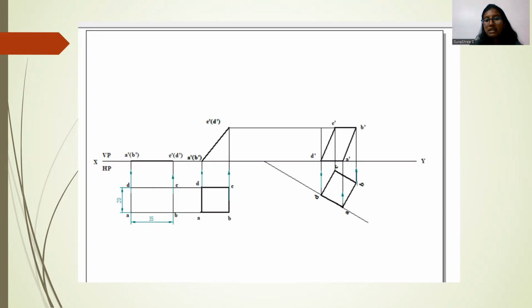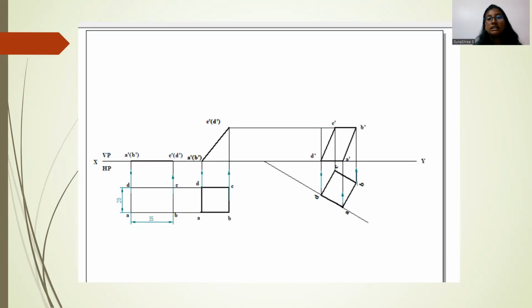After projecting A, B, C, D to the XY plane, then from the VP point, that is above the VP point, which is A dash, B dash, C dash, D dash, we have to project the lines horizontally. These points will meet at a particular point. Join all the points: A respectively with A dash, B with B dash, C with C dash, and D with D dash.